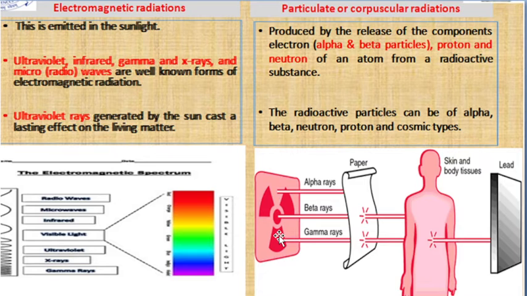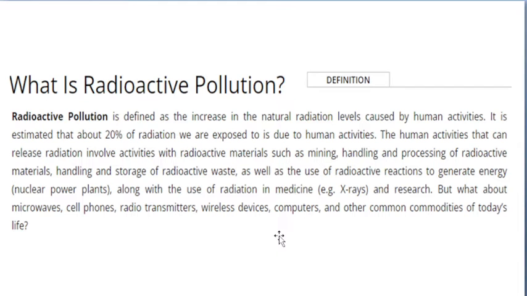Then particulate or corpuscular radiations are produced by the release of component particles like electrons, alpha and beta particles, protons and neutrons of an atom from a radioactive substance. The radioactive particles can be of alpha, beta, neutron, proton and cosmic type. Okay, so these are about radiation.